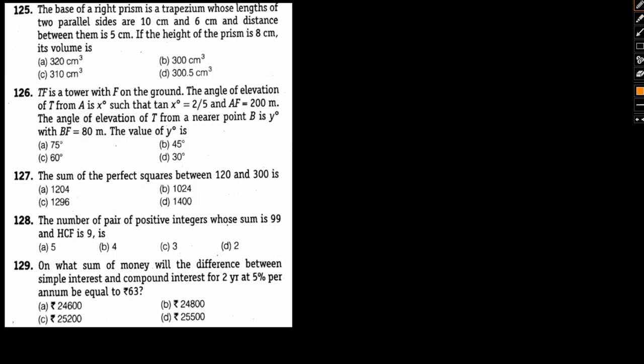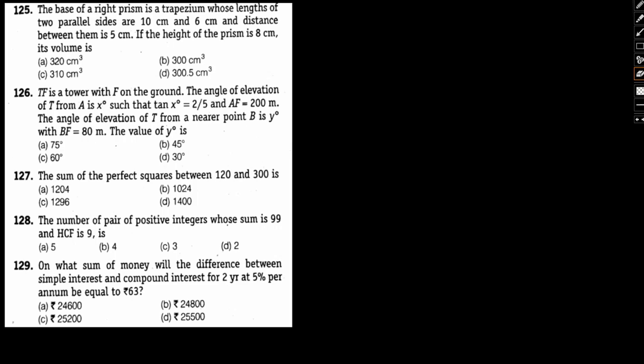So we'll be covering 125 to 129 of the same paper. Let's start off with 125. The base of a right prism is a trapezium whose lengths of the two parallel sides are 10 centimeter and 6 centimeter, and the distance between them is 5 centimeter. If the height of the prism is 8, then we need to find its volume. Let me just draw the diagram.